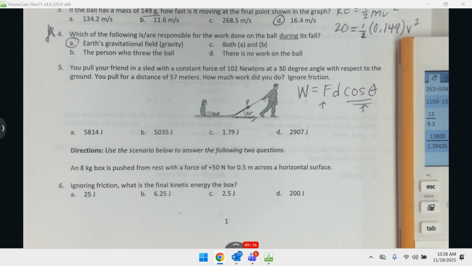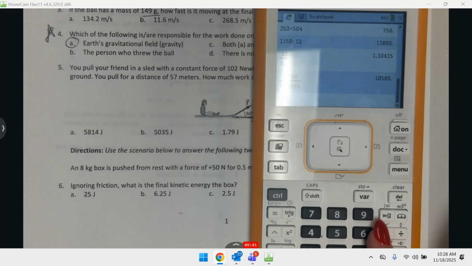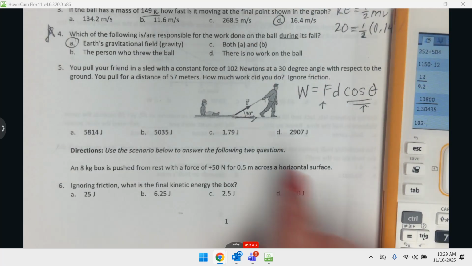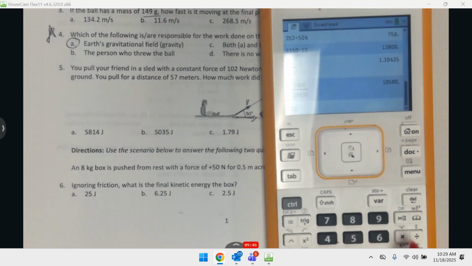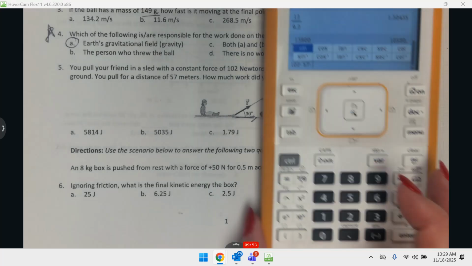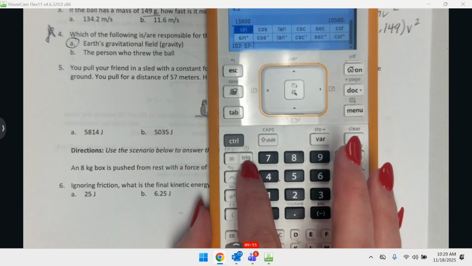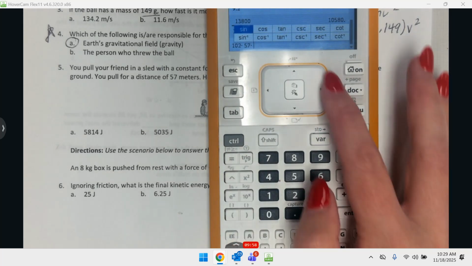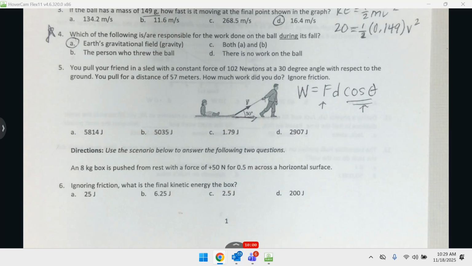For this, we're just going to multiply the force, which is 102 newtons, multiplied by the distance, which is 57 meters, and then multiplied by cosine of my angle. To get cosine, you're going to use the trig button, which is right here next to the number 7, and we want cosine. I think I have to grab a different calculator because the keypad isn't working on this one. Hold on, let me grab a different calculator.